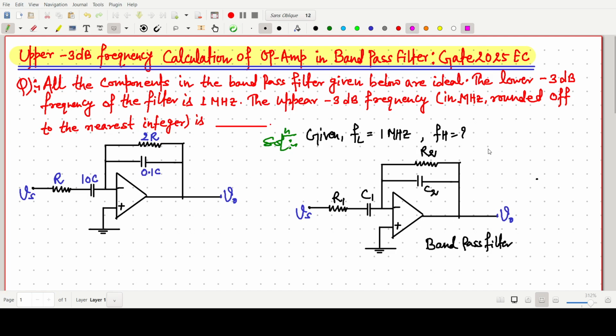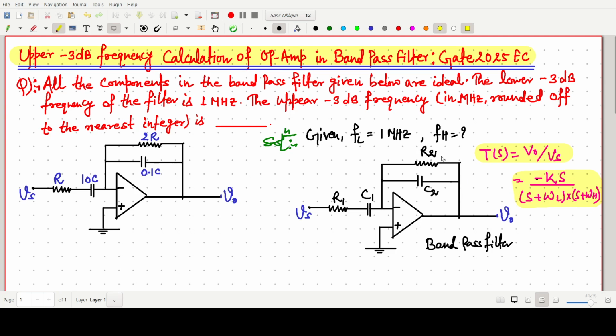If we think about the transfer function, that is V naught by Vs, the generalized value will come like k times S divided by S plus omega L into S plus omega H. This is the transfer function. I will show you how it comes. For band pass, it is S by S plus omega, a second order filter, because two capacitor terms are there.